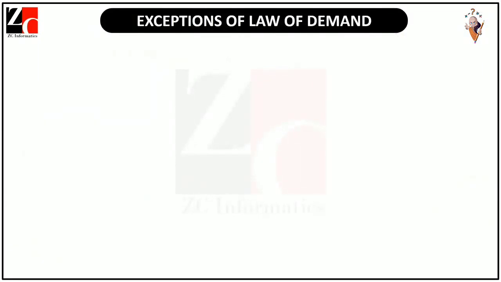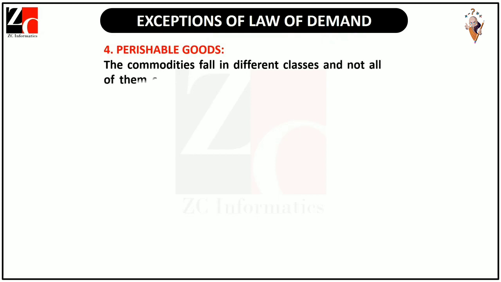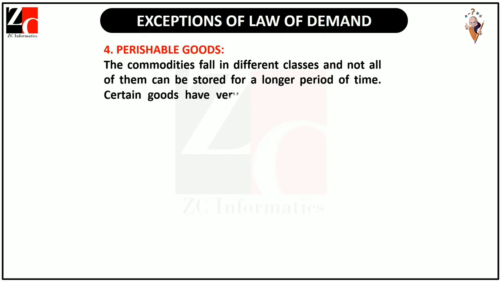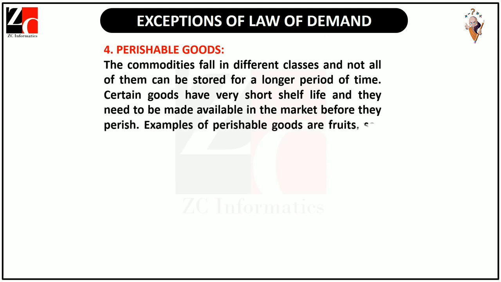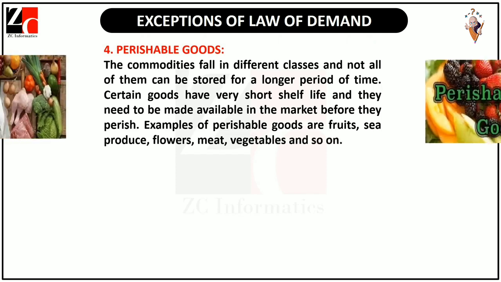Point number 4. Perishable goods. The commodities fall in different classes and not all of them can be stored for a longer period of time. Certain goods have a very short shelf life and they need to be available in the market before they perish. Examples of perishable goods are fruits, sea produce, flowers, meat, vegetables, and so on.